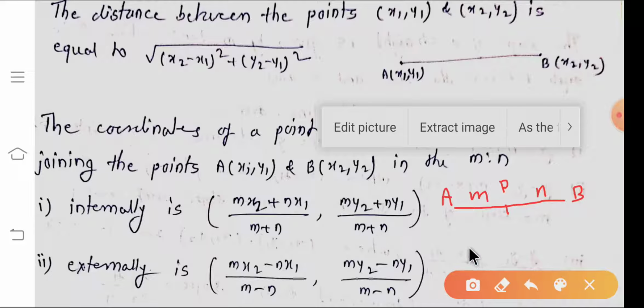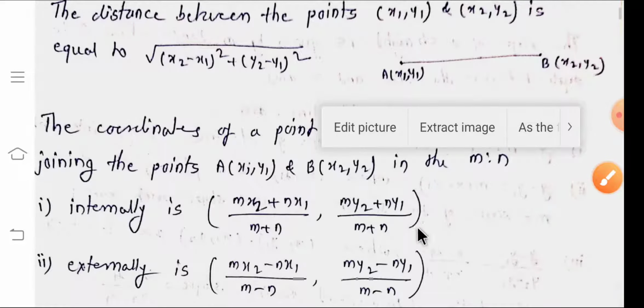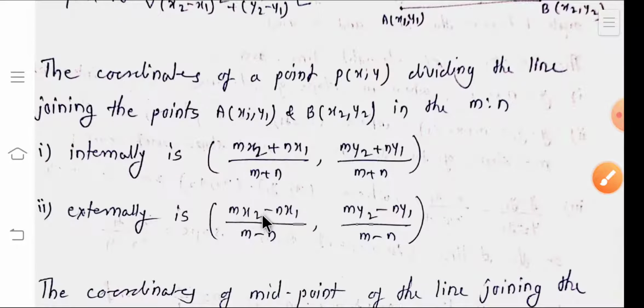And externally means, suppose this is AB and P is a point outside. If P divides AB in the ratio m is to n externally, then the formula is (m x2 minus n x1) by (m minus n) comma (m y2 minus n y1) by (m minus n). So these are the external and internal formulas.